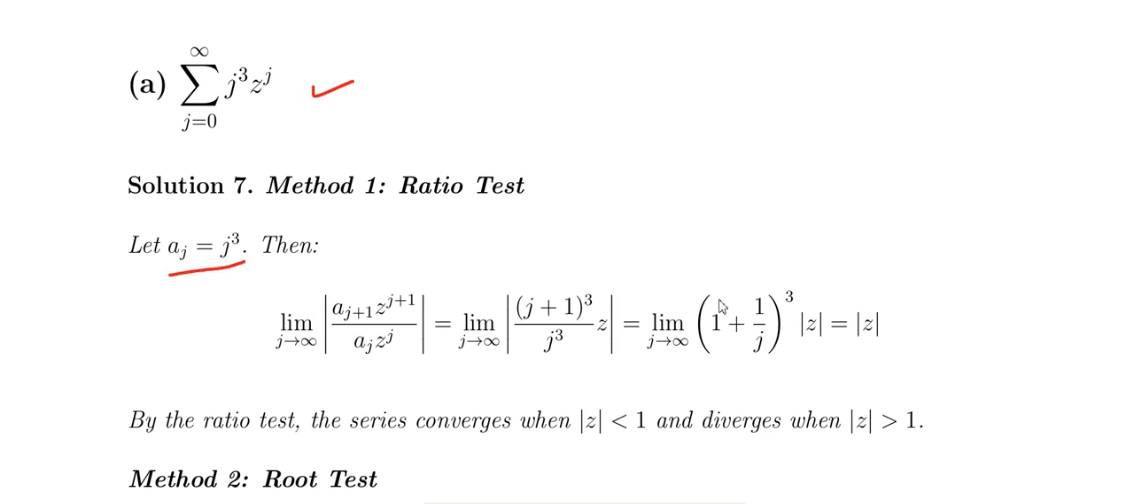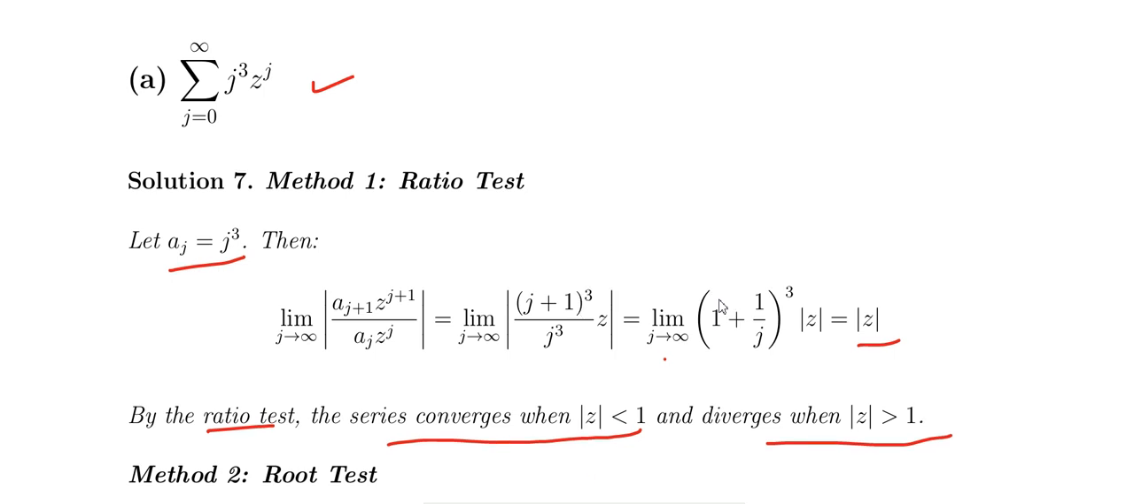Take a j equal to j cube, so the series is j cube z power j. Then 1 by r equals the limit of a n plus 1 divided by a n, the ratio test. Applying this, we get j plus 1 whole cube divided by j cube, which simplifies to limit j tends to infinity of 1 plus 1 by j whole cube into mod z, which becomes mod z. By the ratio test, the series converges for mod z less than 1 and diverges for mod z greater than 1.